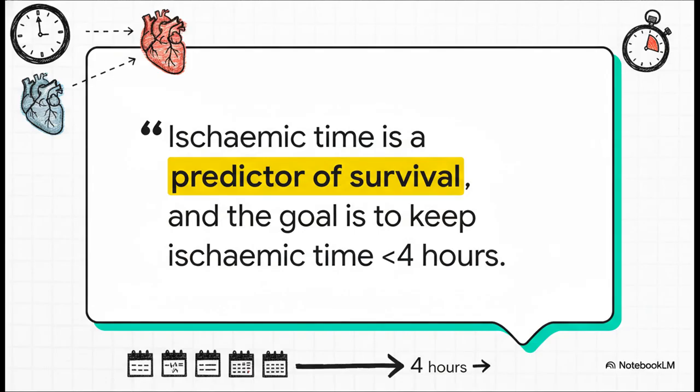From the second the donor heart stops beating until it's reperfused in the new body, it's getting damaged. We call this ischemic time, and every single minute of it impacts how well the new heart works, and ultimately whether the patient survives. So keeping it under 4 hours is the absolute goal.